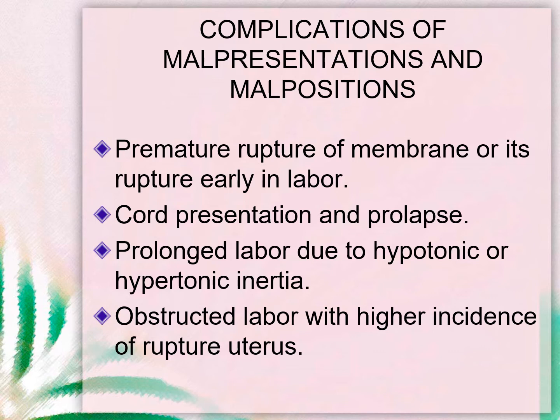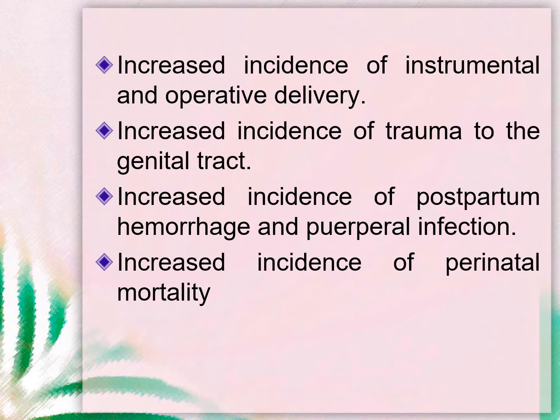But even if obstruction is there, the uterus will be contracting again and again. Finally, there is a chance for rupture of the uterus. And increased incidence of instrumental and operative delivery. Usually if the labor is getting delayed, what will we do? We will use either forceps or vacuum. So there is a chance for instrumental and operative delivery. And if there is arrest, we may go even to cesarean section to save the life of the baby. So that's why I have told there is a chance for instrumental and operative delivery.